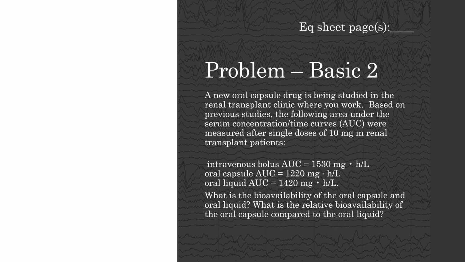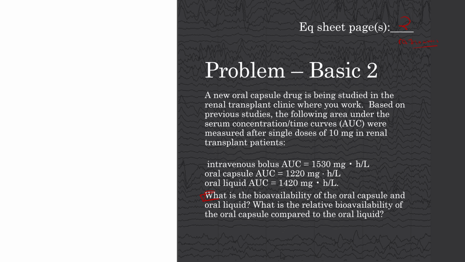We have a new drug here that's been studied for renal transplants, and you can see they figured out all the following information based on 3 different versions of this drug with the AUCs here. We want to figure out what is the bioavailability of the oral capsule and oral liquid, and what is the relative bioavailability of the oral capsule compared to the oral liquid. So we would use the equation found on number 2, page 2, under the relative bioavailability definition. That's what we want to use, and it's just a fraction. So for this first part, how would we solve it?